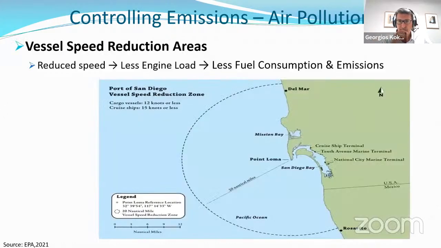Other methods. Next slide, please. Again, regional regulations. Here we have the example of the Port of San Diego, which has established areas where vessels have to slow down a little bit, meaning that the reduced engine load would reduce fuel consumption and consequently emissions. This is applicable in the United States for San Diego, Los Angeles, Miami. Several ports around the globe have introduced similar ways of reducing emissions around ports and essentially improving the air quality near those ports.